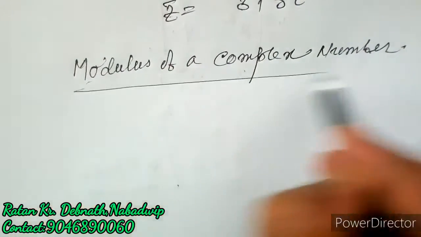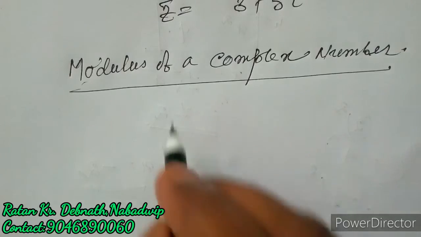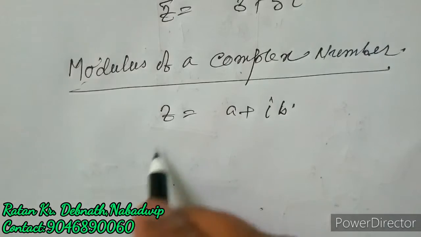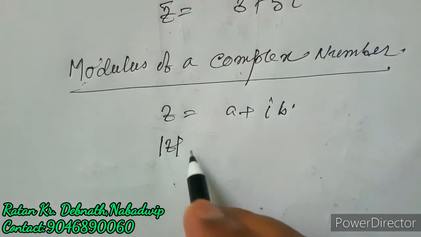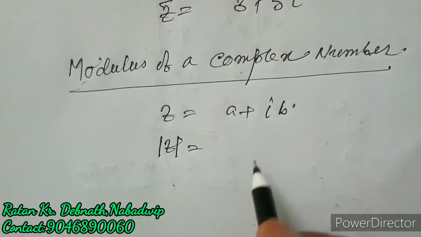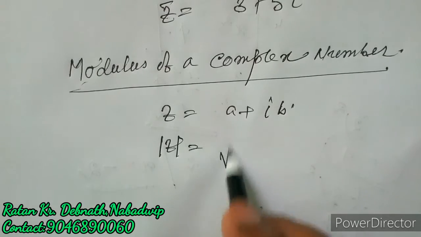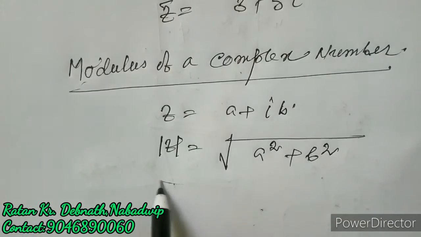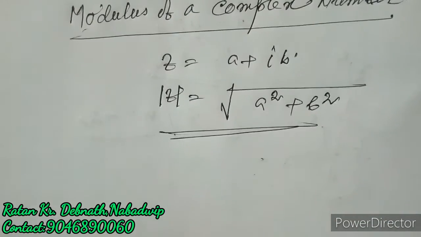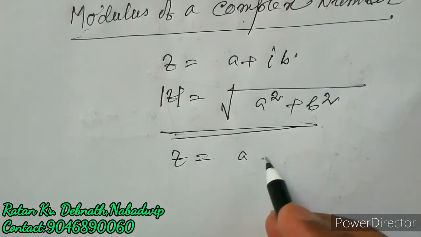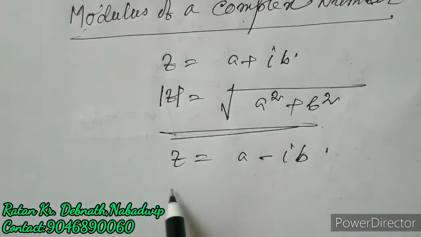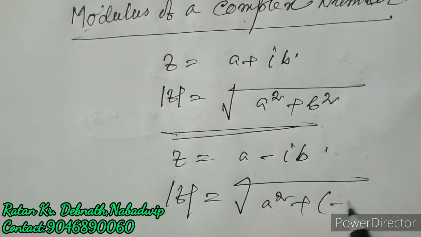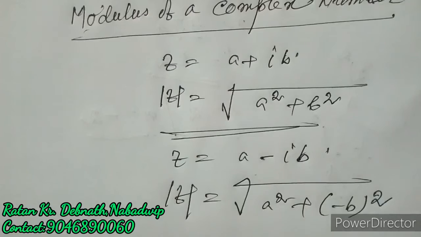Modulus of a complex number. If z equals a plus ib, then mod z is defined as root over a square plus b square. If z equals a minus ib, then mod z equals root over a square plus minus b whole square.